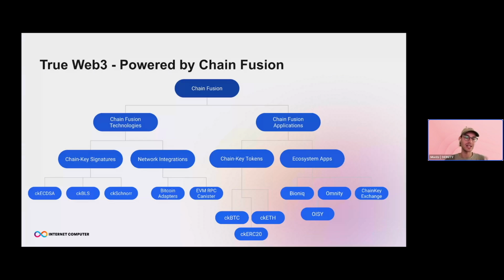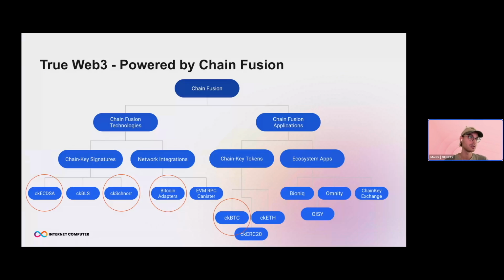And chains that we currently directly support with chain fusion are Bitcoin, and this is what we are talking about today. Then also Ethereum, most EVMs and EVM-based L2s, and upcoming, we will probably also support Solana.